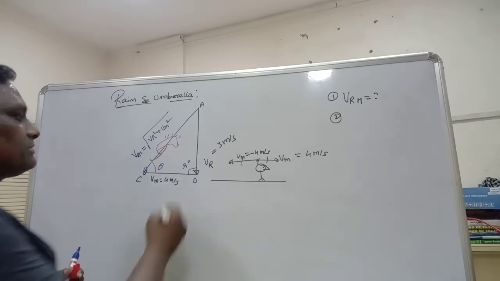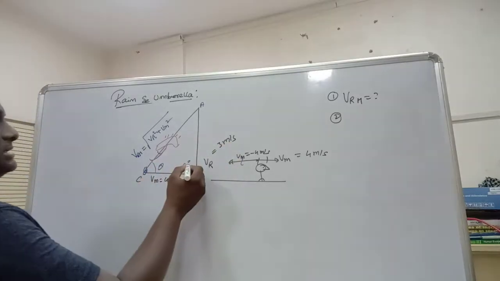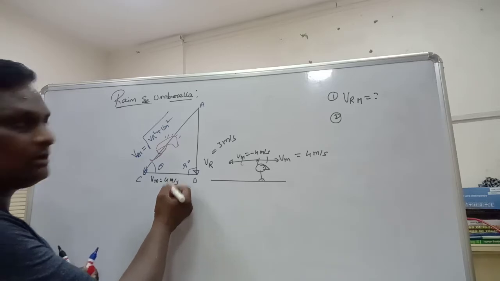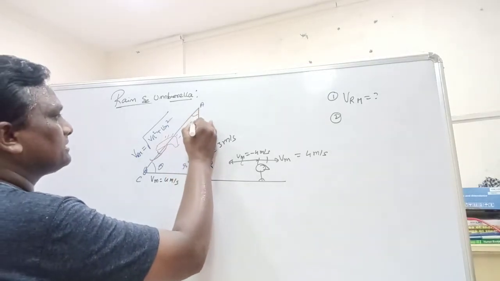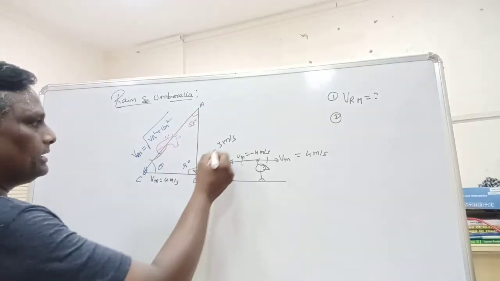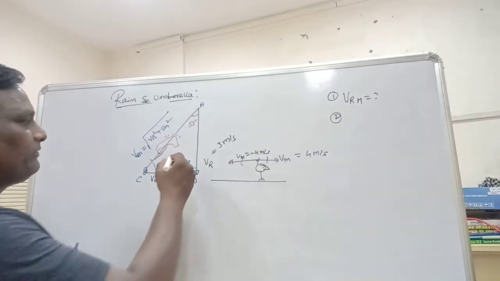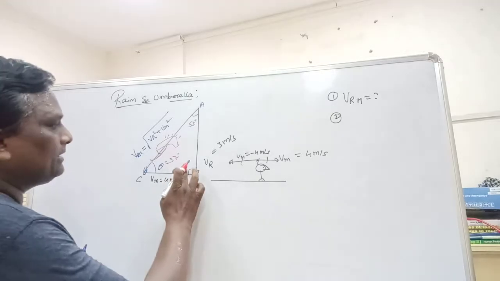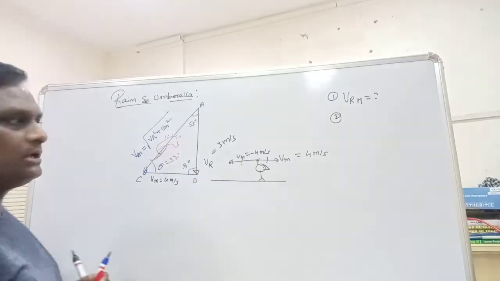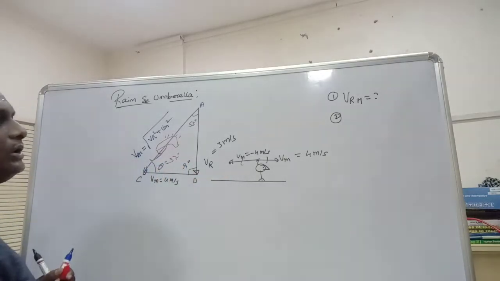Simply you can find this angle. This is 90 degrees, this side is 4 meters per second, and this angle is 53 degrees. This side is 3 meters per second, and this angle is 37 degrees. 53 plus 37 is 90, and 90 plus 90 is 180 in total. Now, at what angle does he have to hold the umbrella?